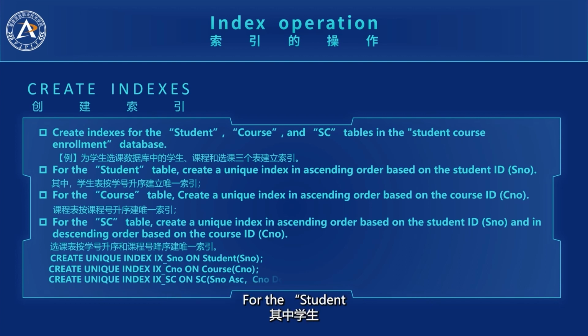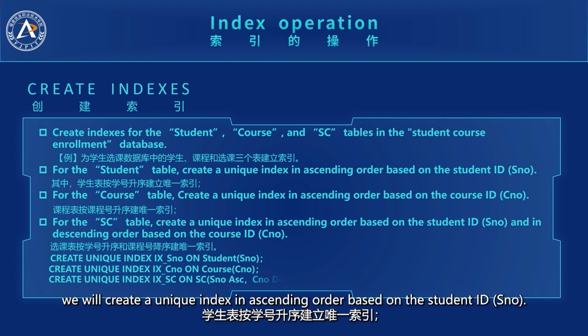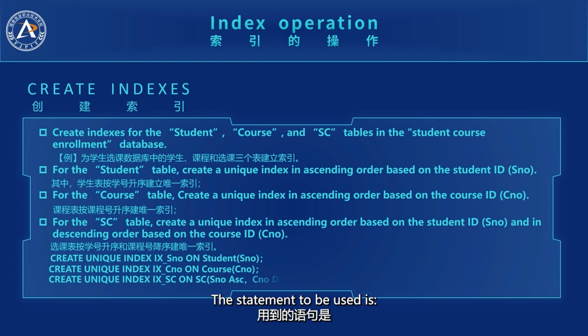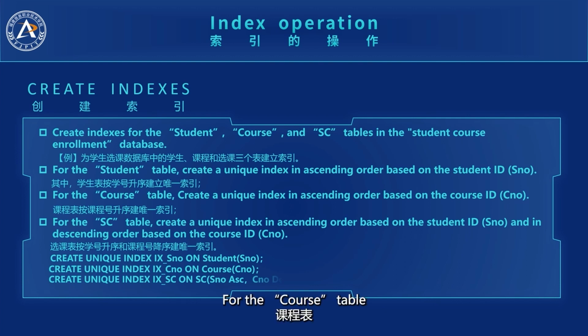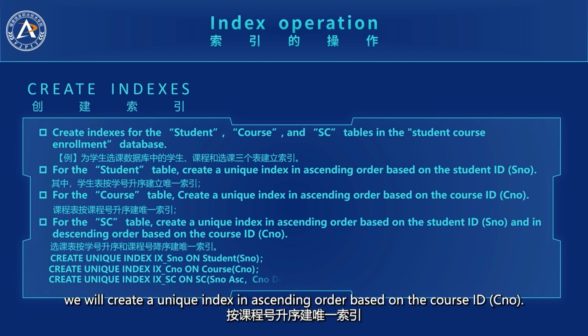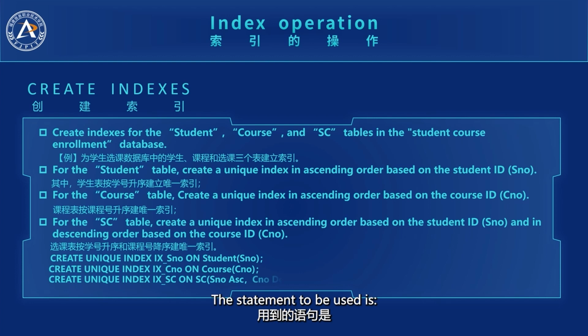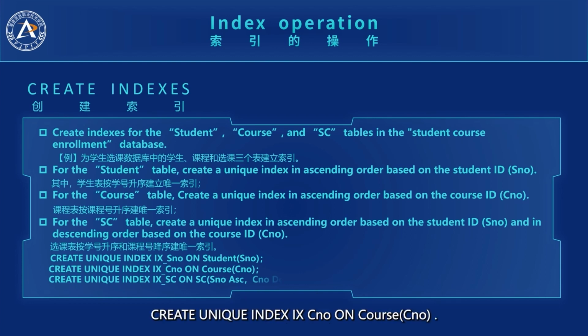Let's provide an example of creating indexes for the student, course and SC tables in the student course enrollment database. For the student table, we will create a unique index in ascending order based on the student ID SNO. The statement to be used is create unique index 9_SNO on student (SNO).